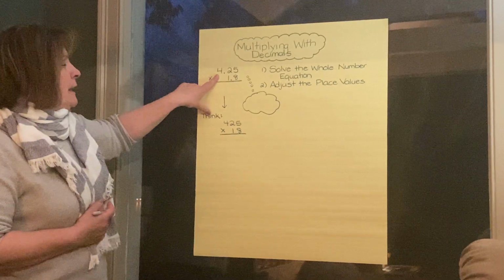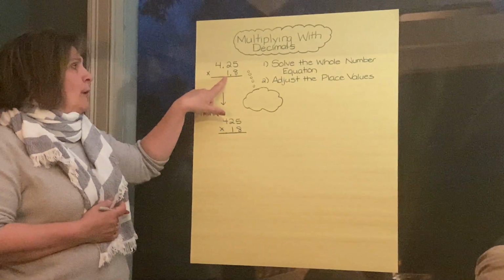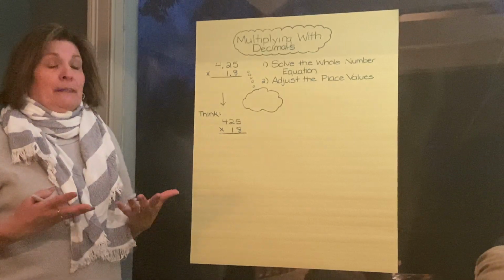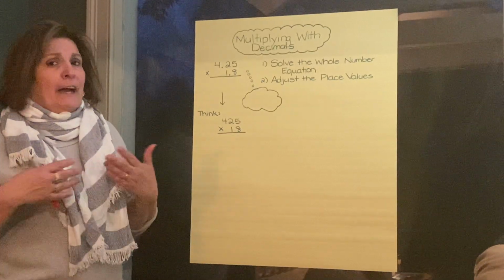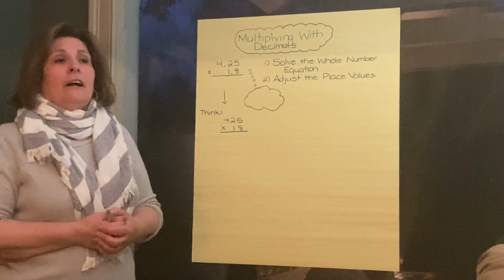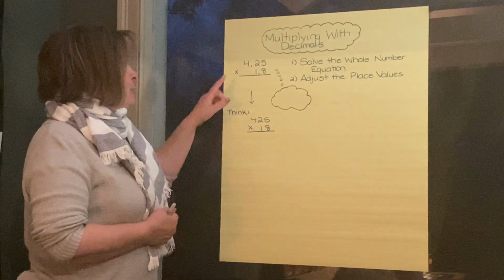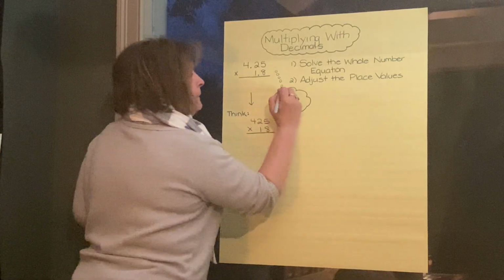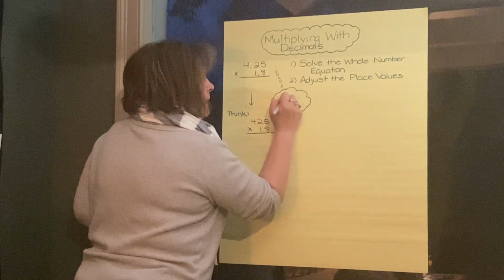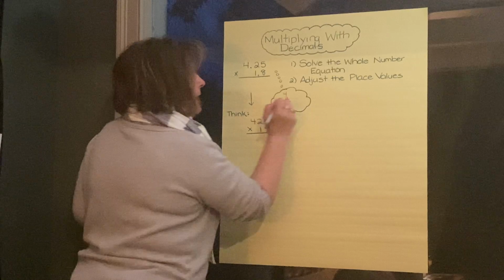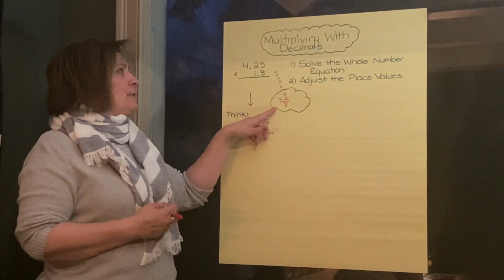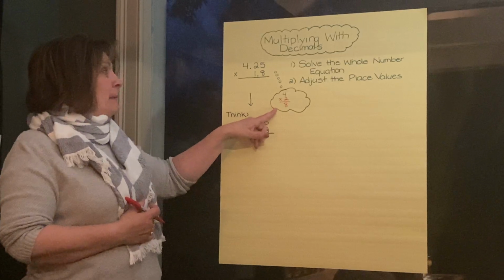Let's take 4 and 25 hundredths times 1 and 8 tenths. If we were going to estimate that first, which I'd like you to do for everything that you are actually calculating, we would look at this and say, well, that's really close to 4 times 2. And 4 times 2 is 8. And so we know that our actual answer is going to be somewhere around 8.